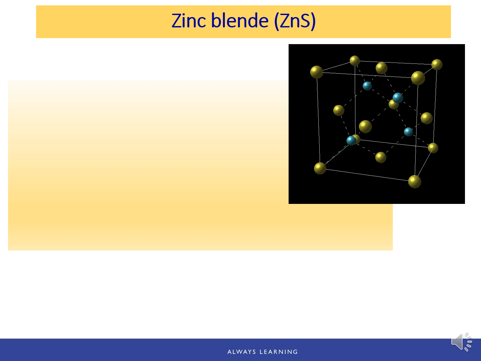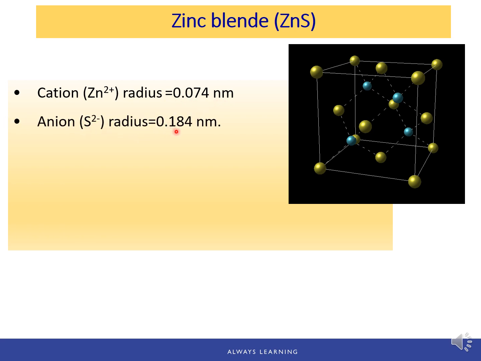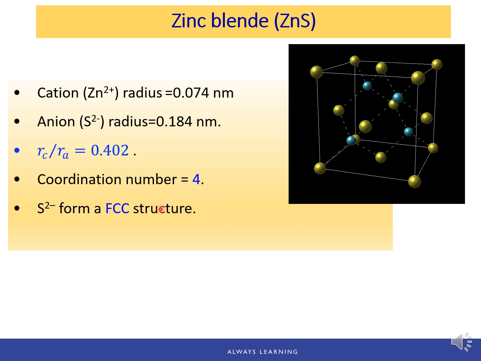A third AX structure is one in which the coordination number is 4, which is the zinc blende structure. The radius of the cation is 0.074 nanometer and the radius of the anion is 0.184 nanometer. We can then calculate the ratio of the cation over the anion, which is 0.402. Checking the table for the critical radius ratio, the coordination number must be 4 to reach a stable structure. Therefore, the anions will form the FCC structure, with a certain number of cations fitting into the interstitial sites, which will be tetrahedral interstitial sites.